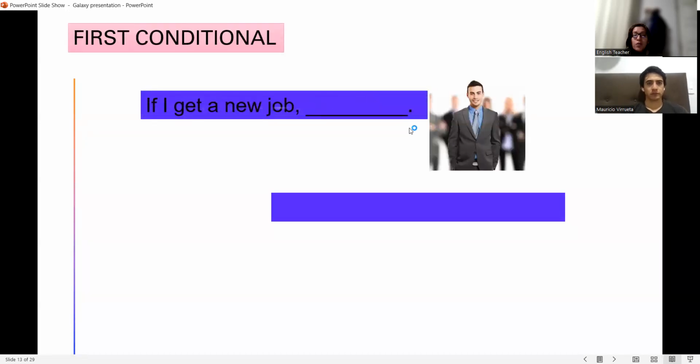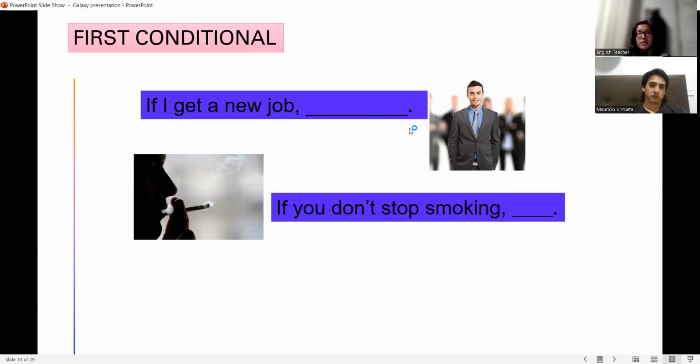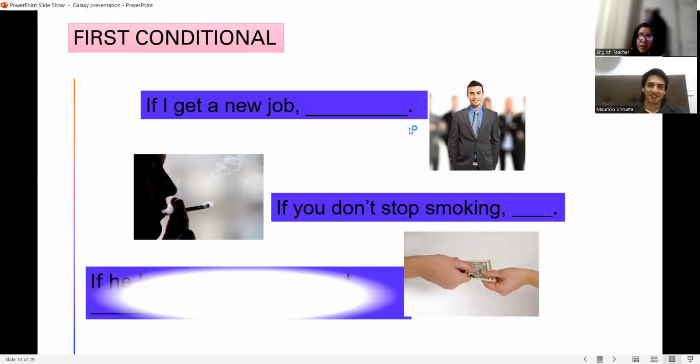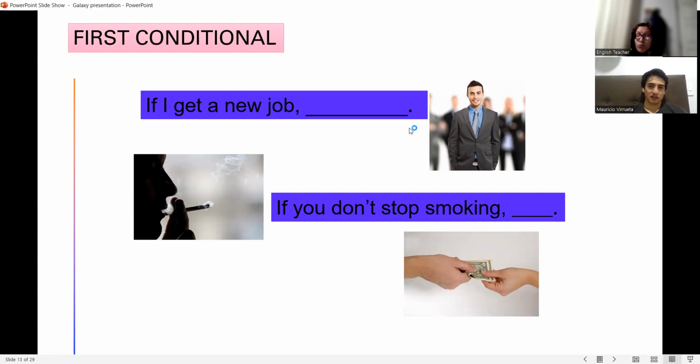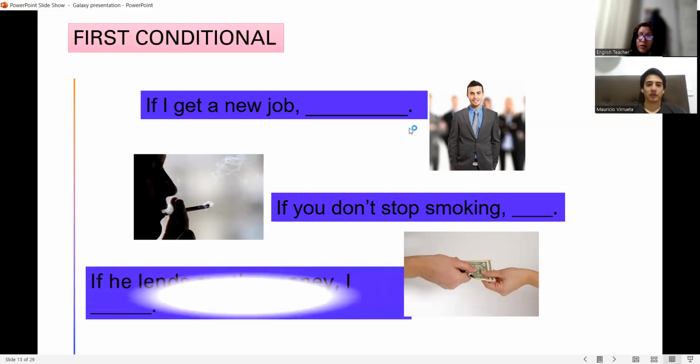Okay. So if I imagine, can you read and can you complete? If I get a new job, what will happen? I will buy a new car. Okay, very good. If you don't stop smoking, you will get cancer. Okay. But this is like an option because there are a lot of people that smoke a lot, but they don't get cancer. So that's why it's not a fact. That's the reason.